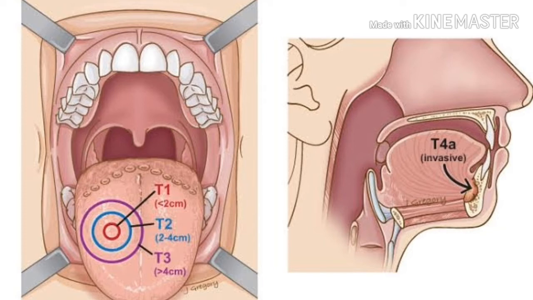What is the M definition in AJCC staging? MX distant metastasis cannot be assessed. M0 no distant metastasis, and M1 is distant metastasis. Okay, now tell me, what structures will you remove in a radical neck dissection?